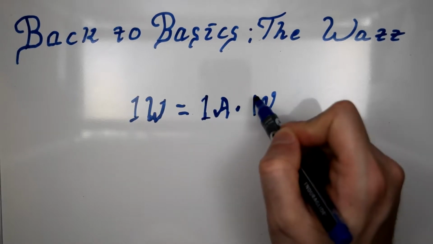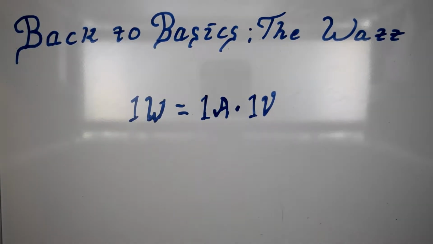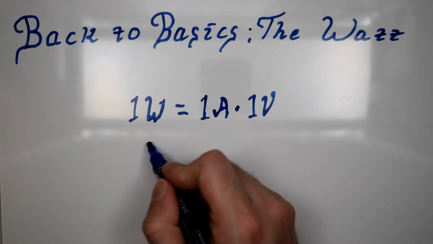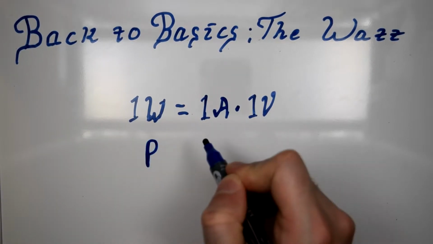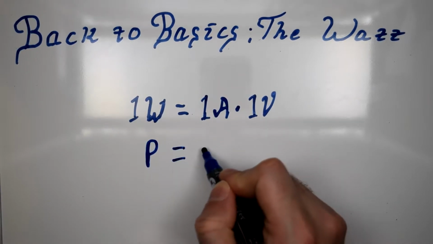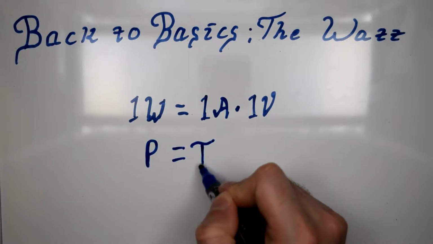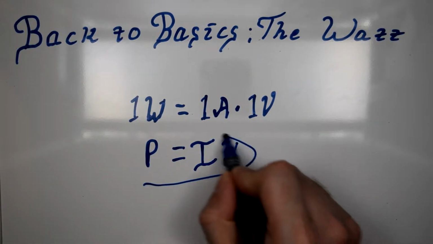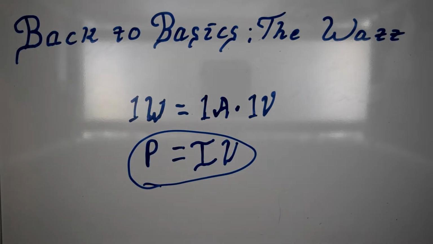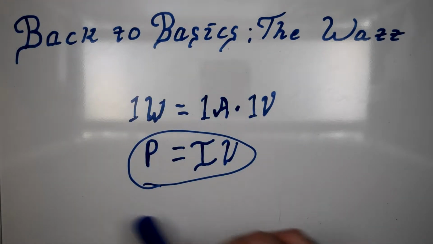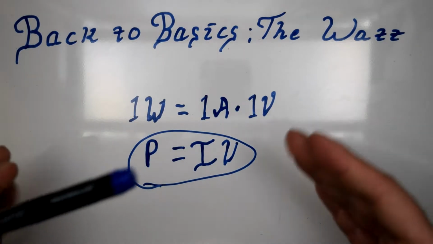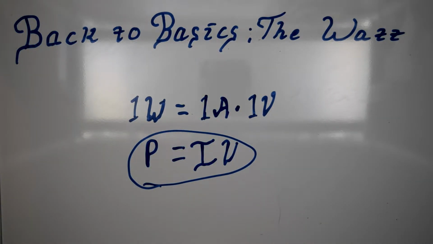Now, if we substitute in the values that we're used to seeing in these equations, we can say that power dissipated is equal to current times voltage, P equals IV. And we've seen this equation before. We take our current, we multiply it by volts, and we have the amount of watts that we are dissipating in that circuit.